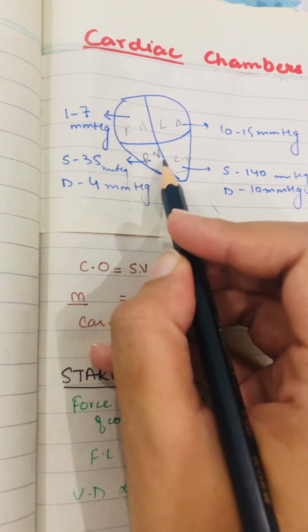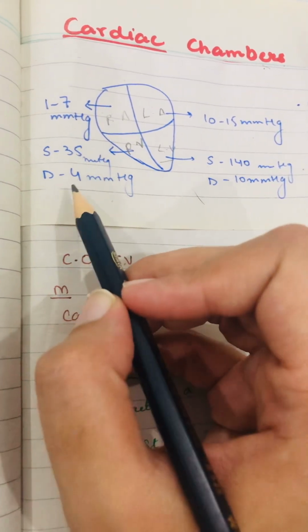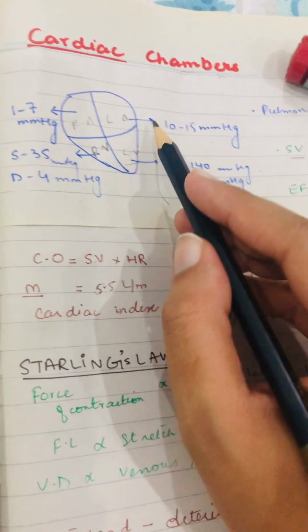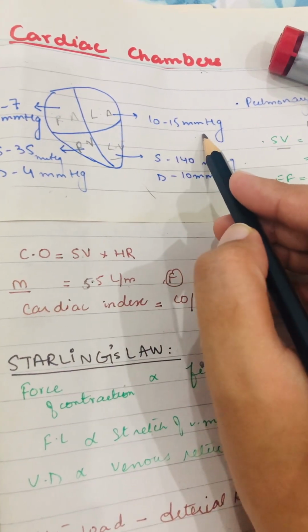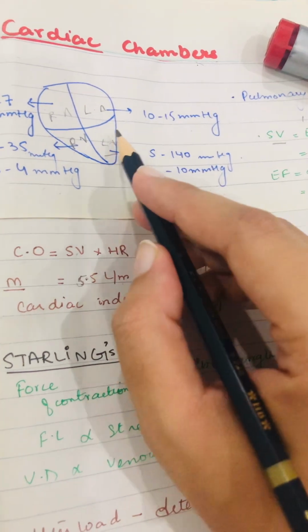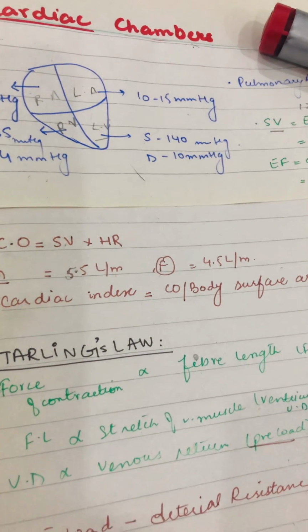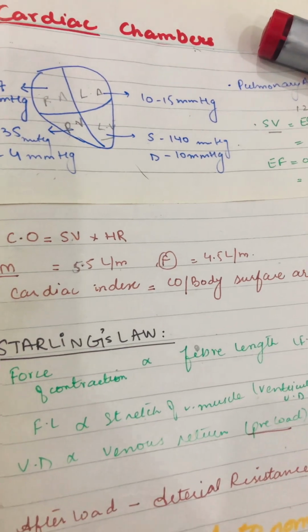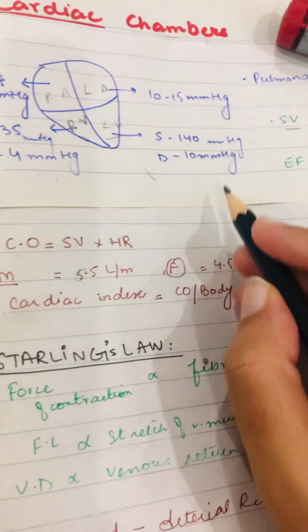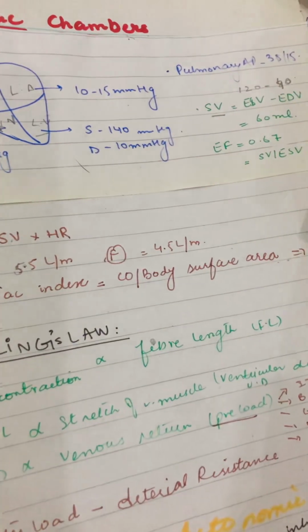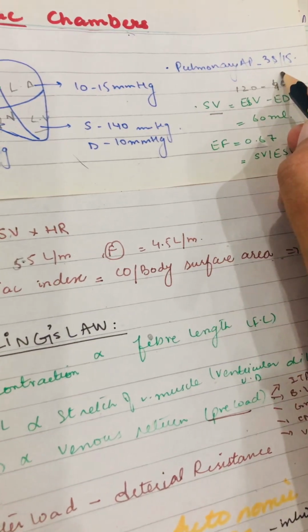The pressure of right ventricle is systolic 35 and diastolic 4 millimeter of mercury, whereas that of the left atrium is 10 to 15 millimeter of mercury, and left ventricle has to pump the whole blood into the body, so it has the highest pressure, that is systolic 140 and diastolic 10 millimeter of mercury. So what is the pulmonary artery pressure? That is 35 by 15.